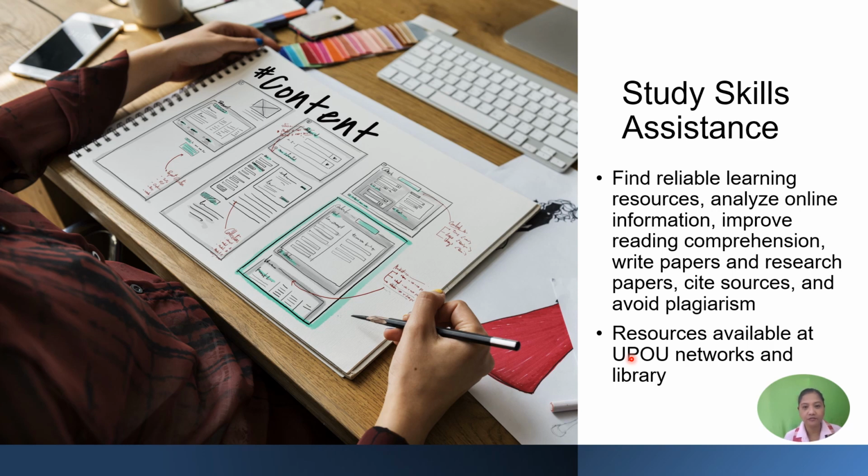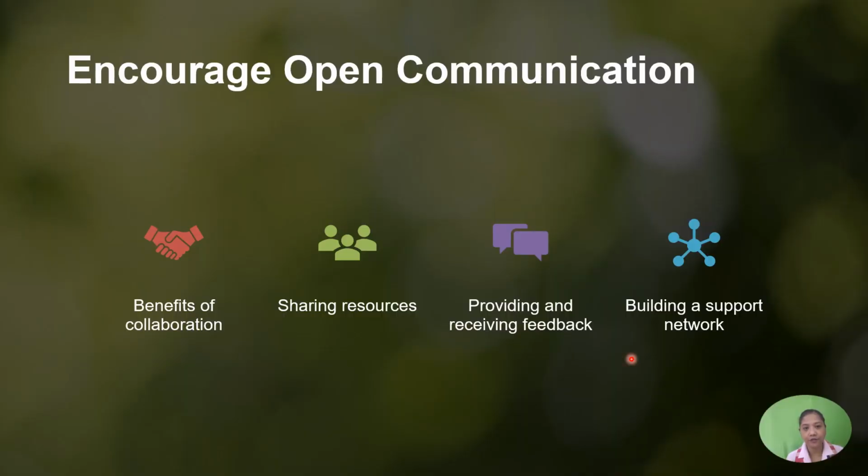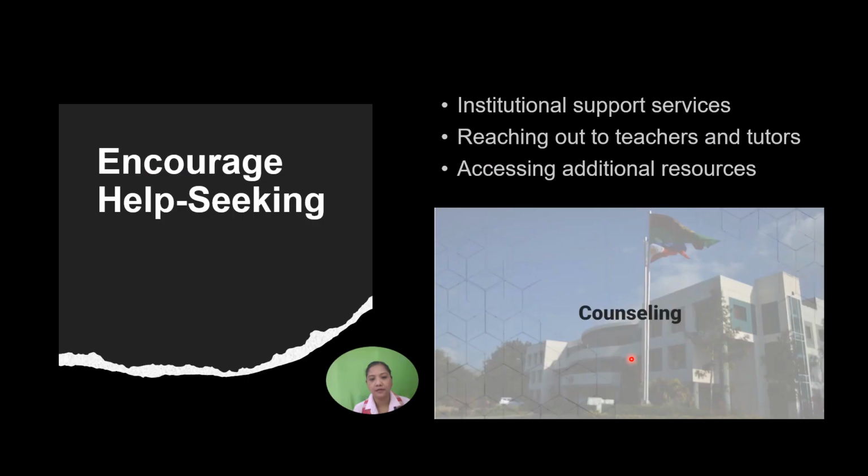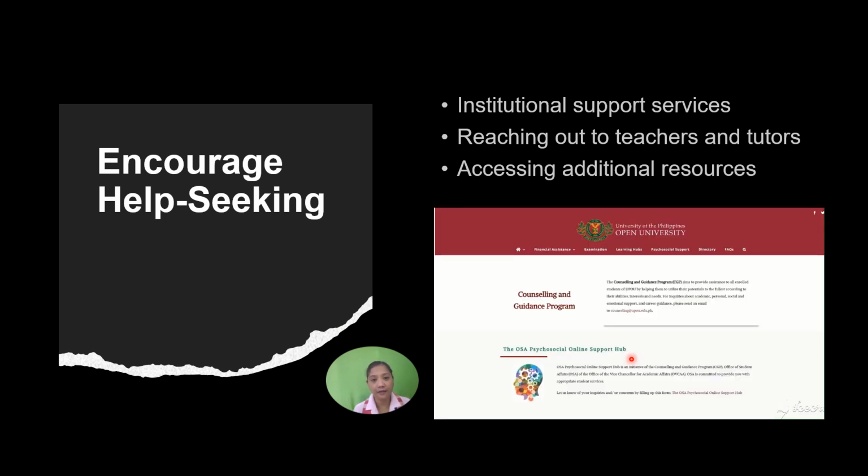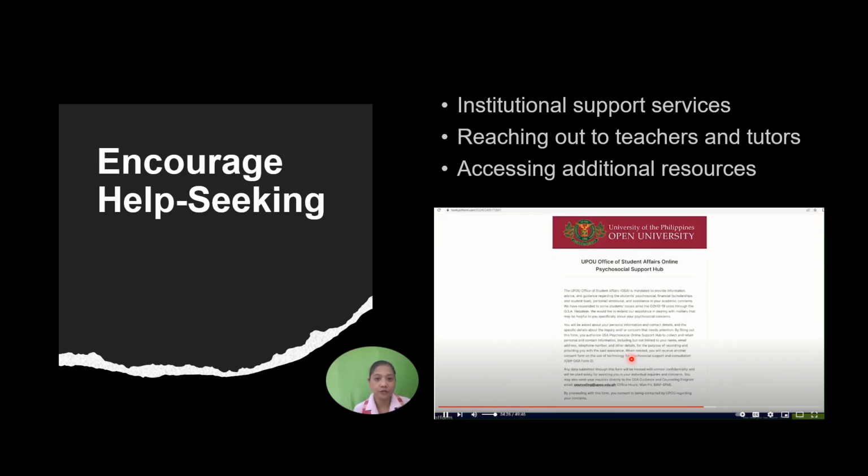UPOU also provides study skills assistance where students can learn how to find reliable learning resources, analyze content, cite sources, and avoid plagiarism. We also have to encourage open communication among our students, teachers, and tutors by highlighting the benefits of collaboration, resource sharing, feedback, and building a supportive network. It is also important for us to encourage our students to seek help when they need it by utilizing institutional support services, reaching out to teachers and tutors, and accessing additional resources that are available for them.